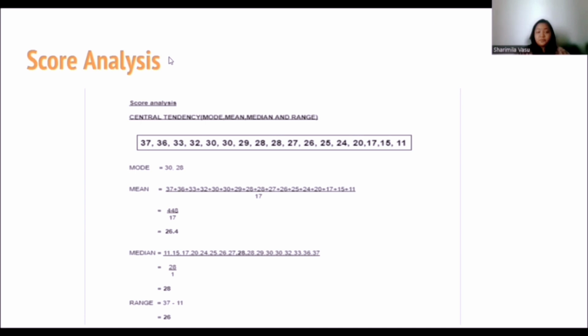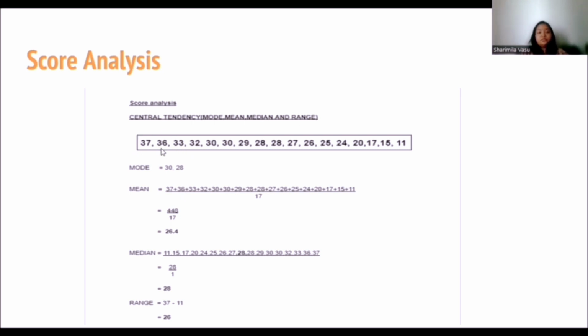The first part is mode. Mode is the most frequent number in the data. So that is 30 and 28. The next one is mean. Mean is adding all the numbers in the data set and dividing by the number of values in the set.